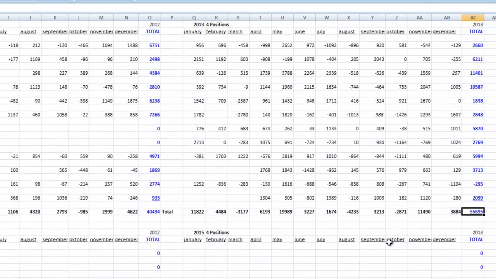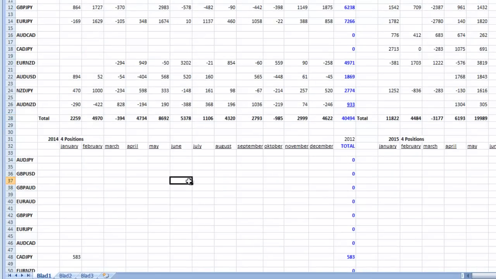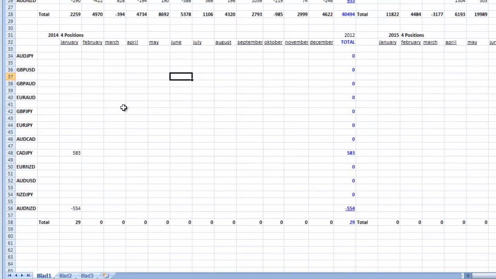Here we are in 2014. I still got to catch up. I got to go and update my records. I showed you the CAD yen gained 583 pips. The Aussie New Zealand came out the gate really strong with a strong winner, but posted a couple losing trades also. It's actually negative 554 pips. We'll see how this year shapes up. You know, price action moves, the markets move, TrendJumper works. I'm sure we're going to have a great year in 2014 as well.